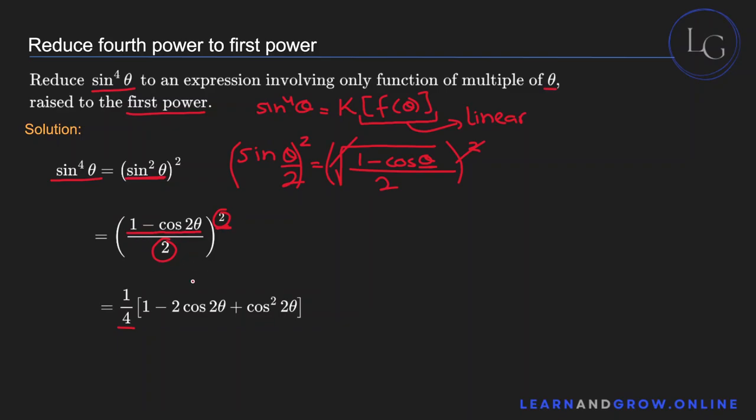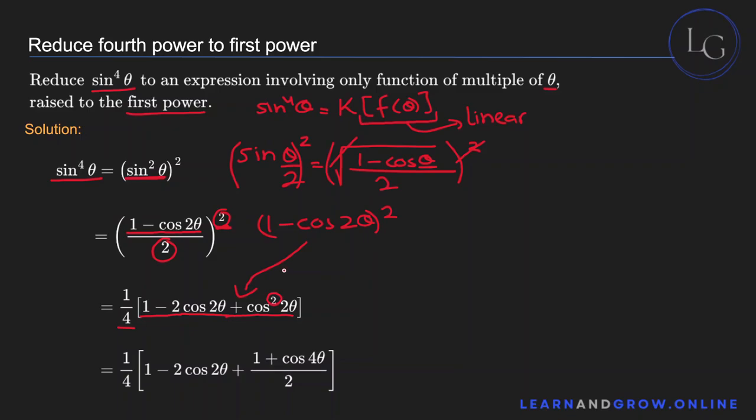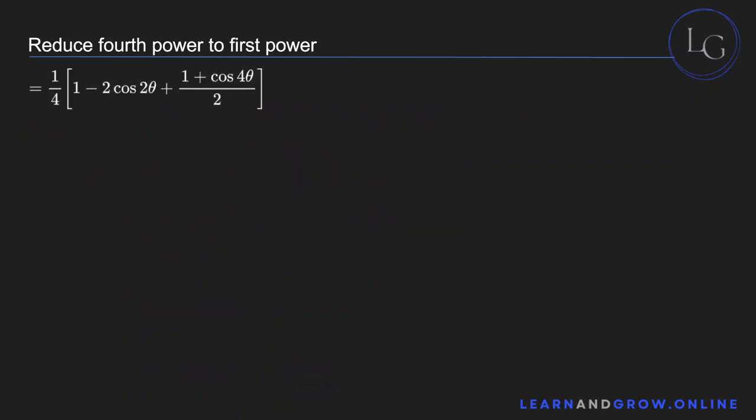So once you expand 1 minus cos 2 theta whole square, you get this 1 minus 2 cos 2 theta plus cos square 2 theta. Okay, fairly simple so far, but now we have another square term over here and we need to eliminate that. So again you'll apply the half angle identity on it, and so you'll get this 1 plus cos 4 theta over 2.